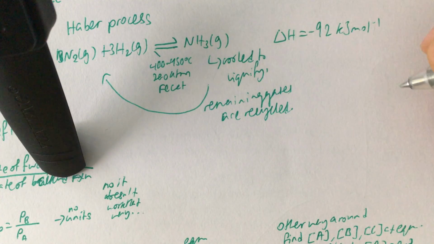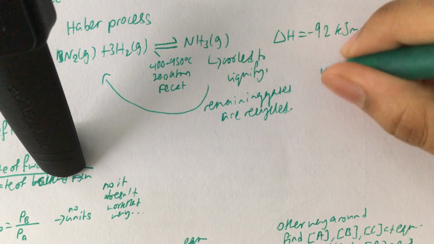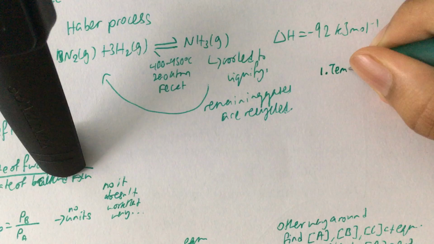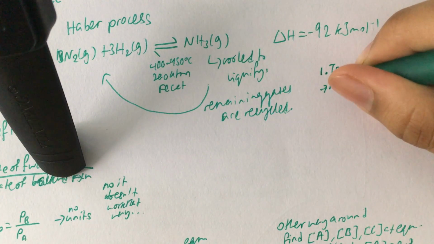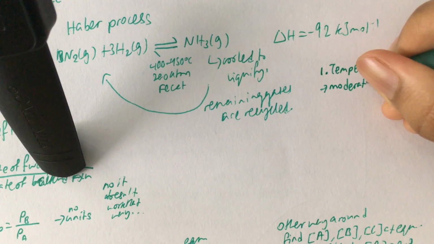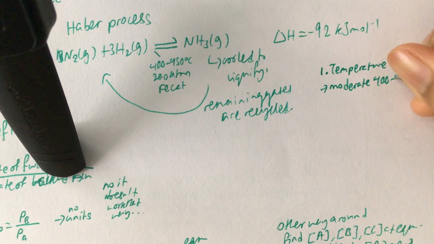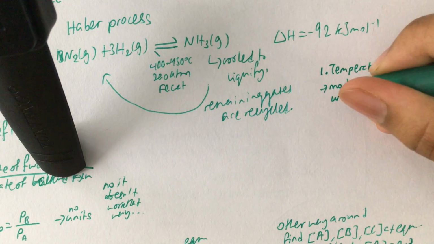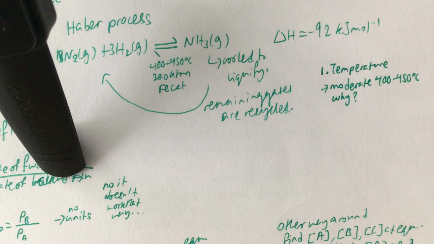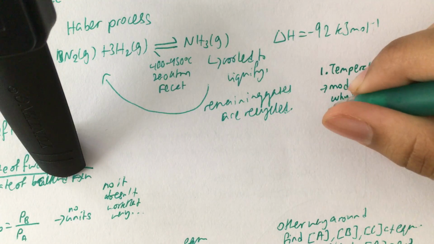And the first condition obviously is the temperature, the 400 to 450 degrees Celsius. That is quite hot, but it's not too hot that the gases end up, I don't know, doing some other reaction. So at this temperature, the reaction is somewhat controlled. I think it's not too fast and not too slow as well.